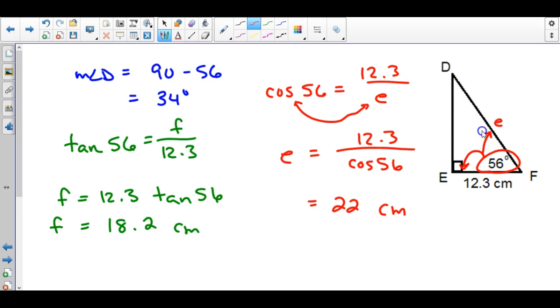So I had my missing sides and my angles. And like I said, what I could do just to verify this is take 12.3 squared plus 18.2 squared, and that would also have gotten my E squared. So again, this is the Pythagorean theorem if you wanted to do that to figure out what E is. And again, I just used trig. Both of those options will give you the same answer of about 22 centimeters.